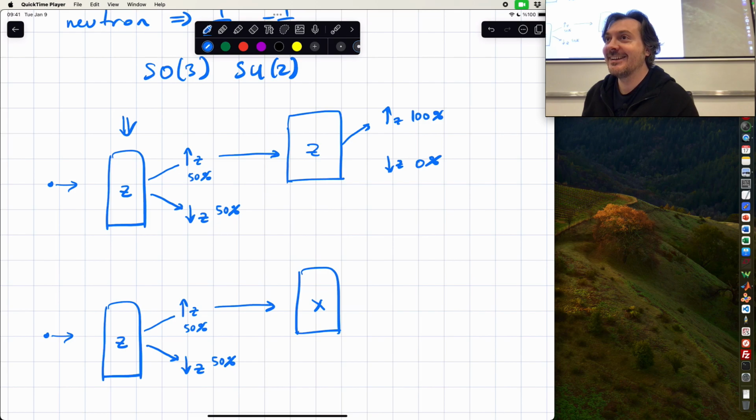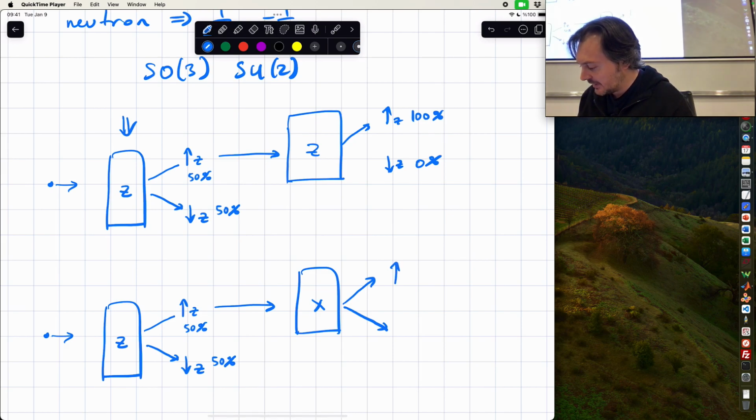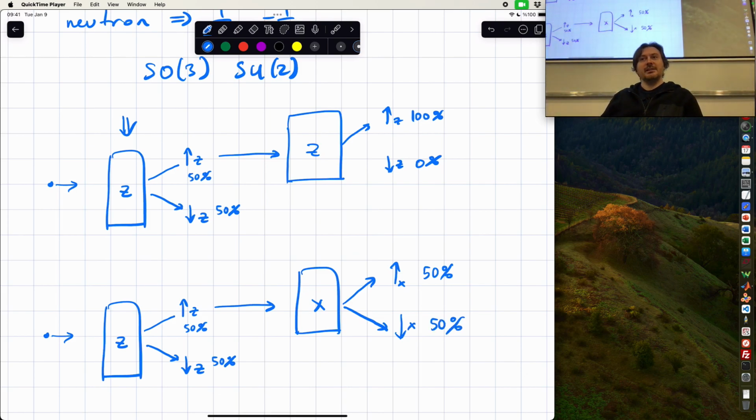Can you tell me what happens? Again, we have a spin. 50-50. So we get 50% of x from here, 50% of x down here. Okay? And no 0. Do you understand it?